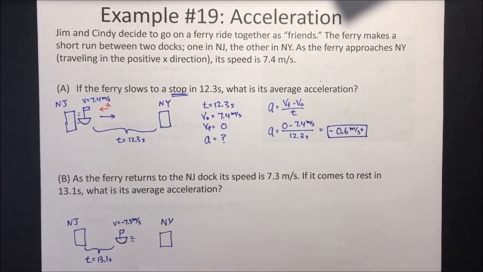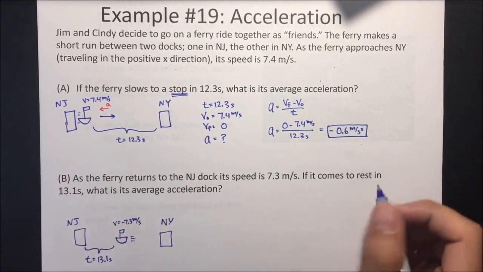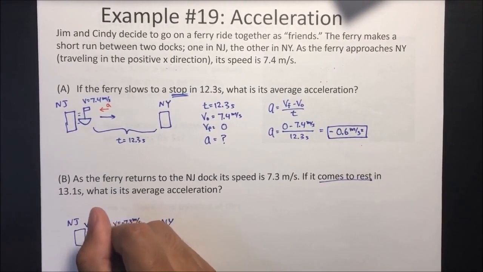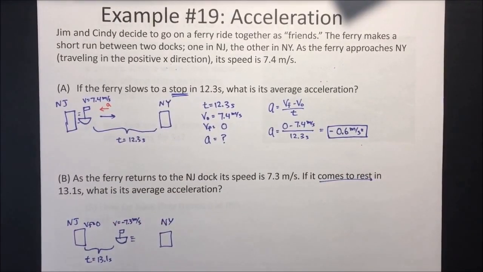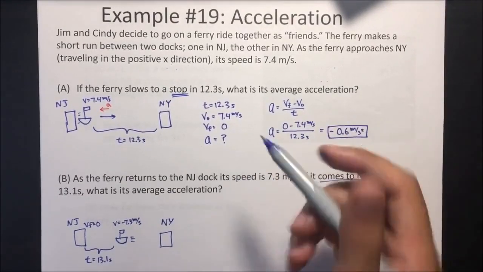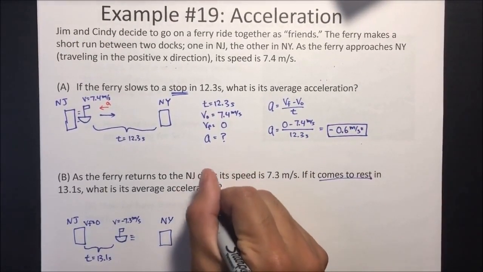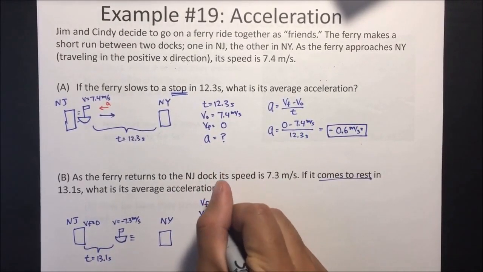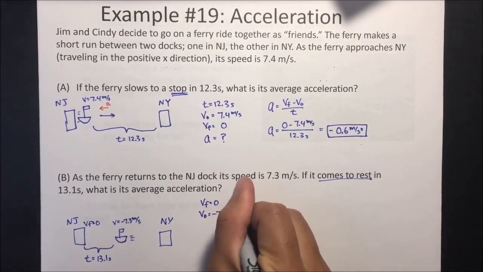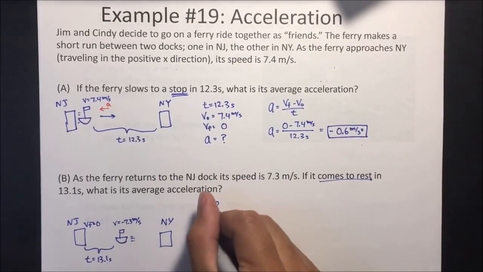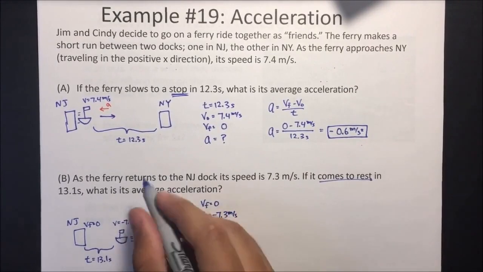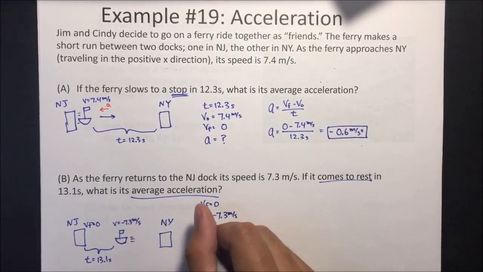And we know when it's going to come to a stop, because if it comes to rest, that means the velocity final is equal to 0. So now again, we want to do the same thing. We want to see what we have. We have velocity final equal to 0. Velocity initial equal to negative 7.3 meters per second. The time is equal to 13.1 seconds. And again, we are looking for the acceleration.